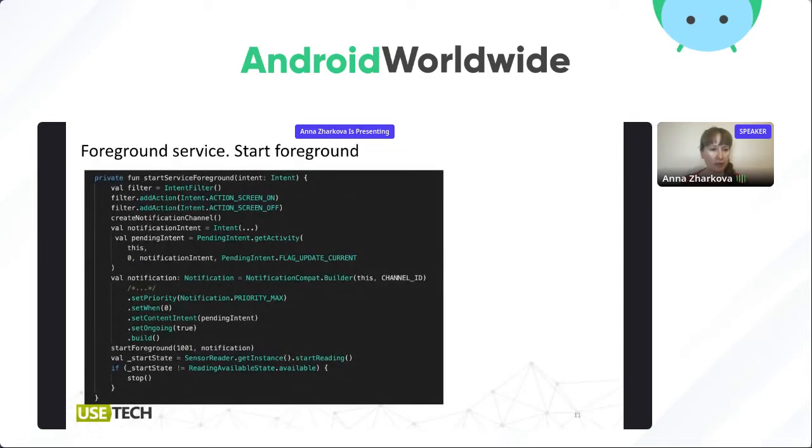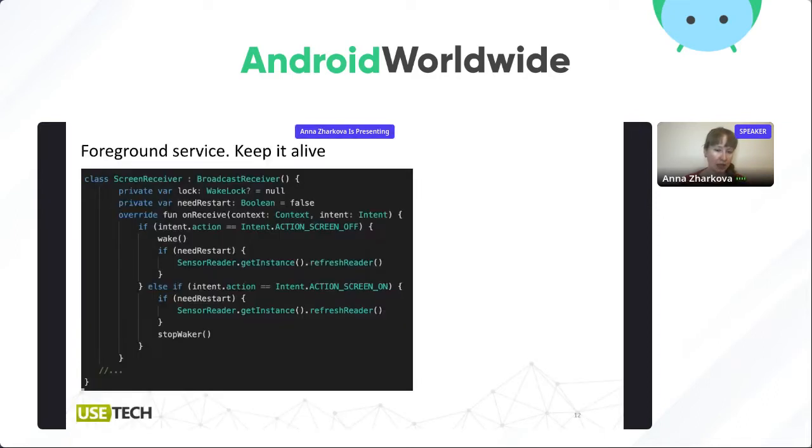And you can see that I use several actions here to support. It is an intent filter with action screen on and action screen off. Why do I need this? I need to support switching from background to foreground and back when the screen goes off and on. So I need to support it.